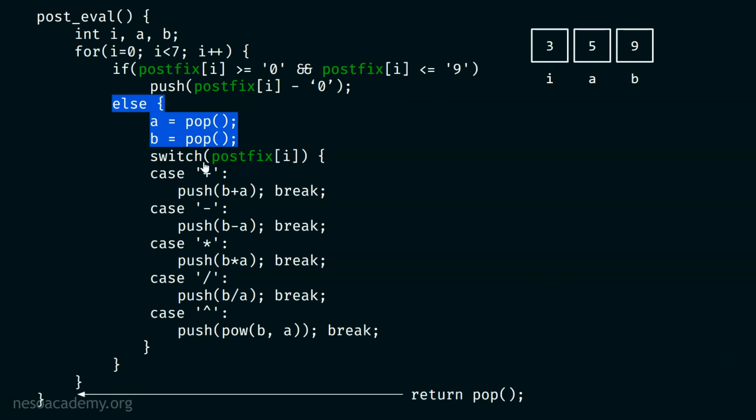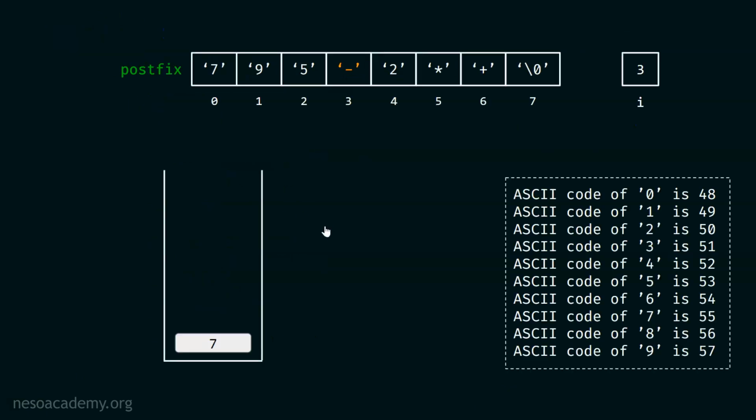After this, we have the switch case. We know this, right? Postfix of 3 is minus. Therefore, this case will be evaluated, which means push B minus A. What is B minus A? 9 minus 5, which is equal to 4. Therefore, we'll push value 4 onto the stack.